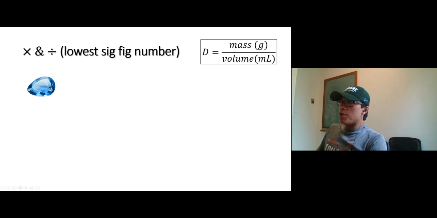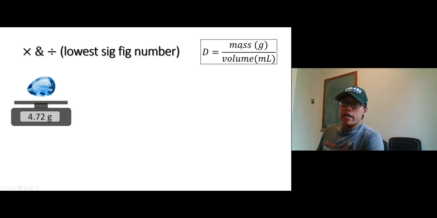If you want to find the density of this object, you need to find mass and volume. How do you find mass? Well, use the scale, basically. Let's say you read 4.7236, and the last digit is uncertain.